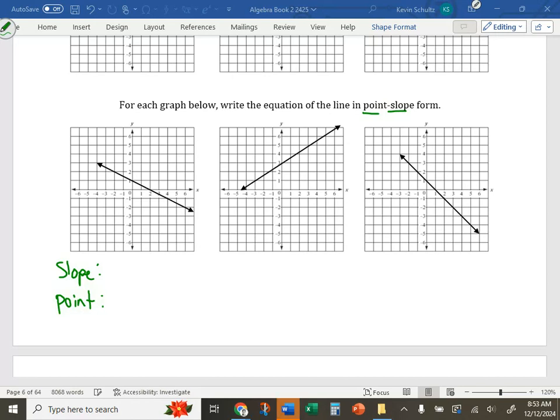There's nothing marked. So this is where you've got to, we've done this before, take a look at the line and see where does it pass through a corner. What ordered pair could I use? It looks like it passes through here. Looks like it passes through here, a corner there, a corner there. You don't need all of them, right? You just need one.